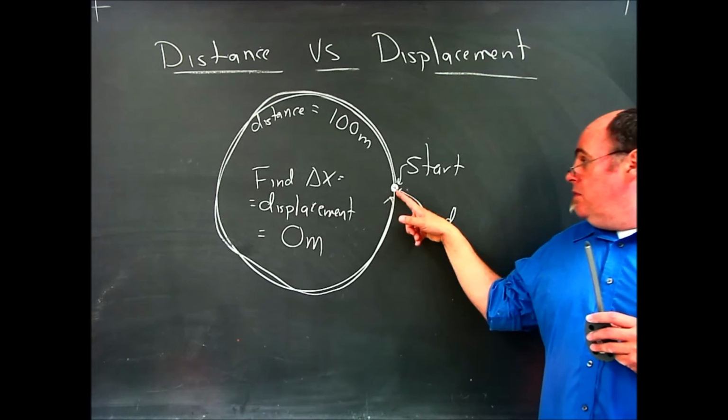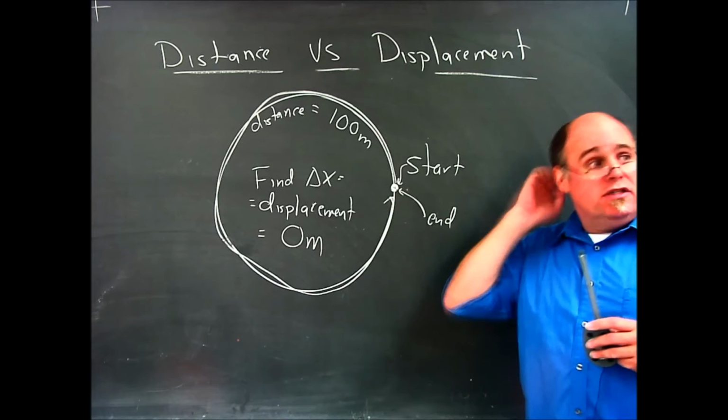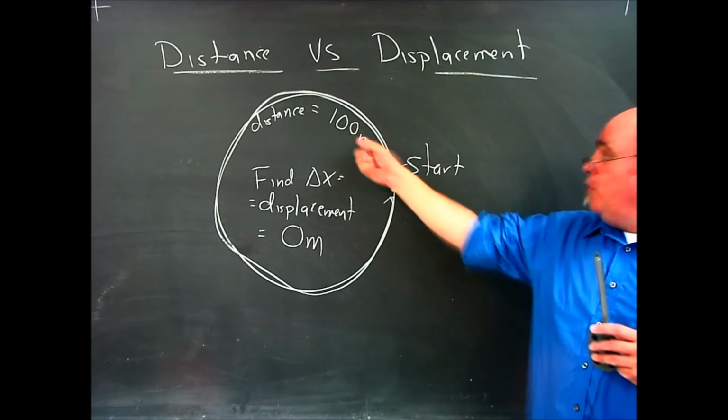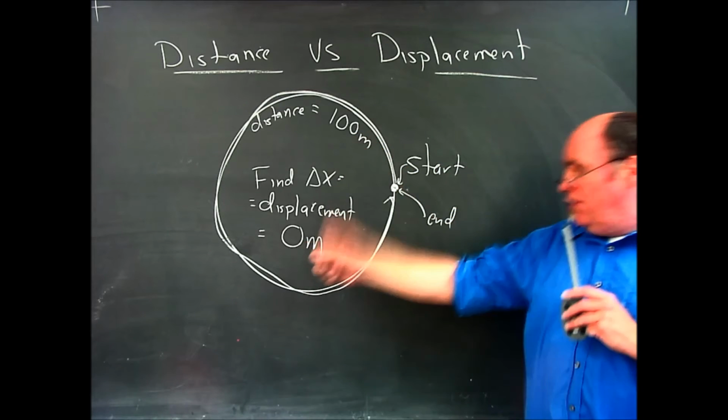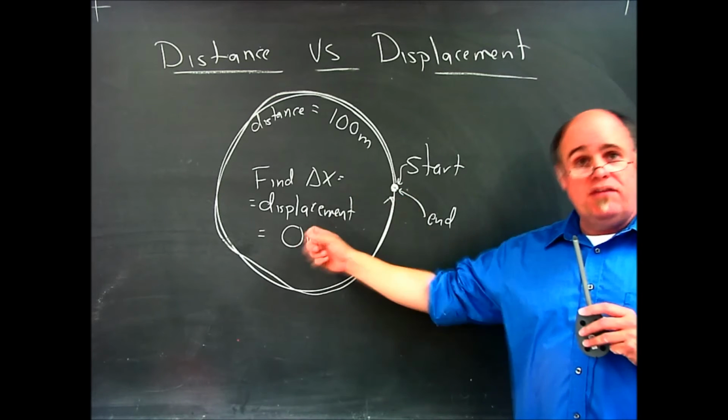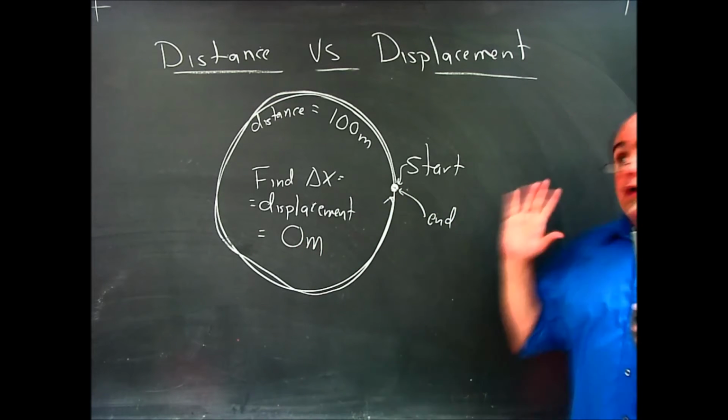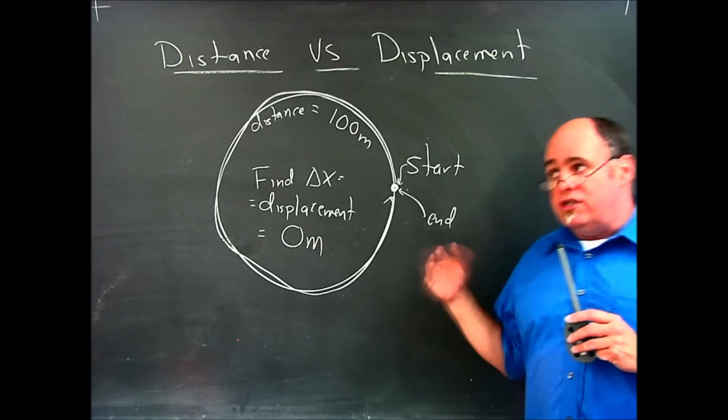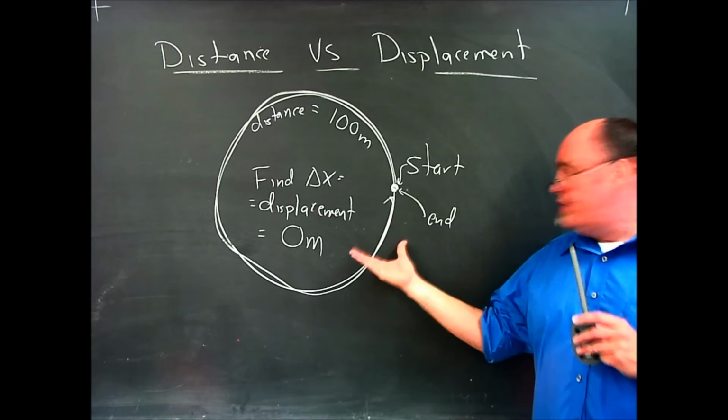So this would be a tricky question. Even though the person ran through 100 meters, they have not been displaced by 100 meters. They've been displaced by 0 meters. So I would recommend drawing out all these problems to see the situation.